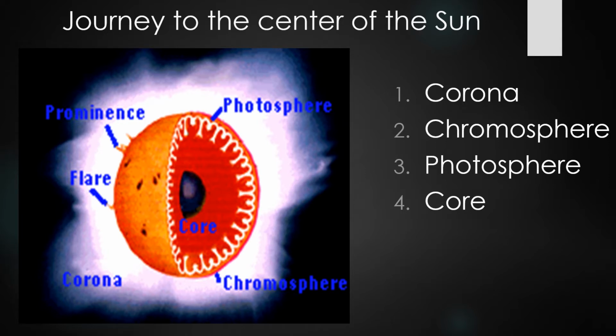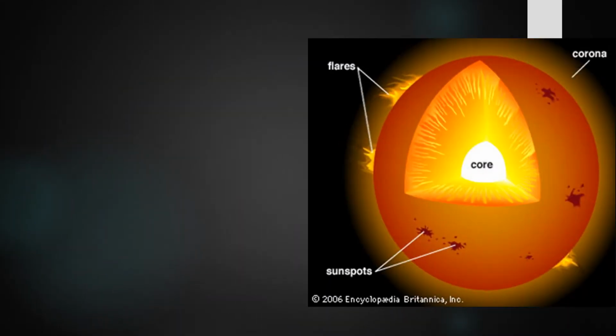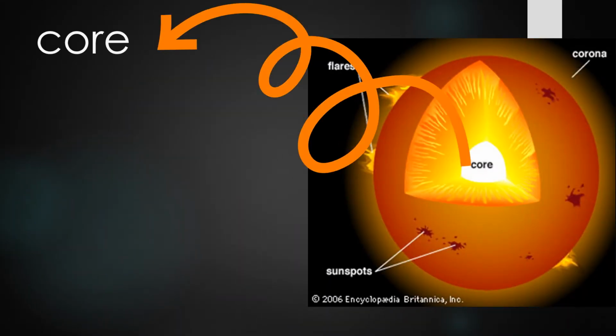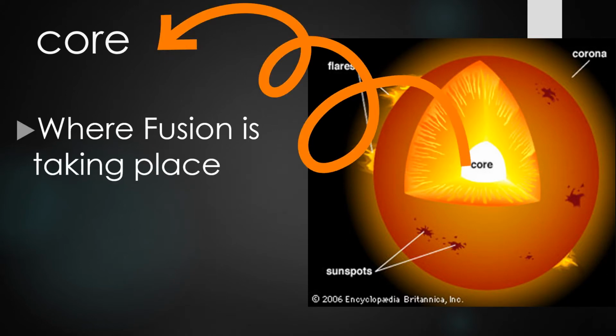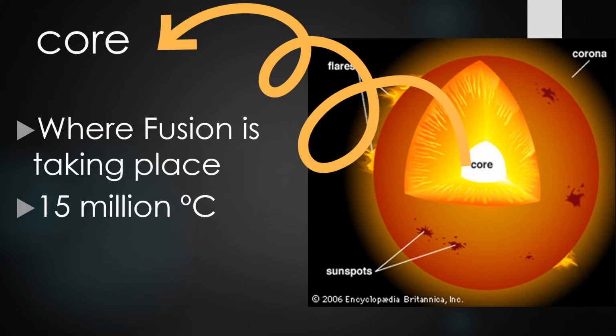So look at the sun. We will talk about the four major parts of the sun. First, we have the corona, chromosphere, photosphere, and the core. So let's start with the core. Just like what we have discussed before when we talked about the layers of the earth, we have the core. The core is where the fusion is taking place.